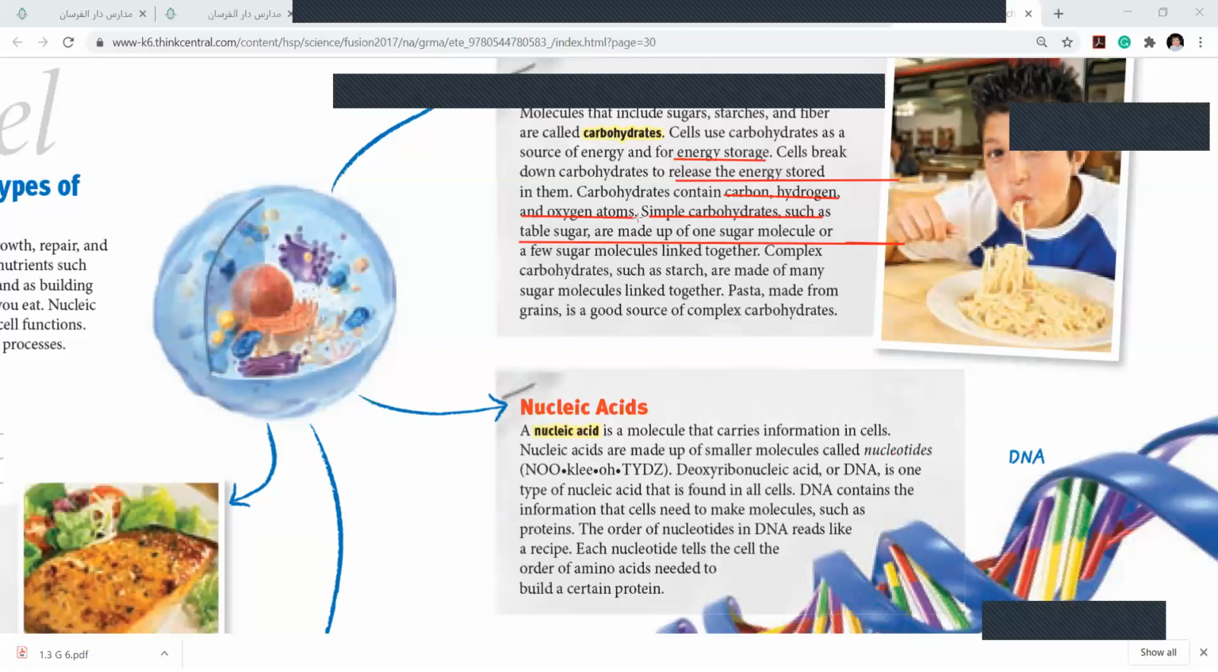Anyways, girls, we are about to finish the class. I told you about carbohydrates, releasing and storing energy. Coming to nucleic acid, tomorrow I will continue my class with nucleic acid, okay?